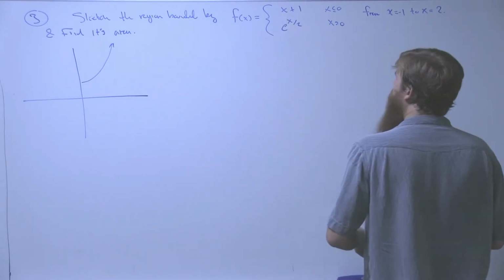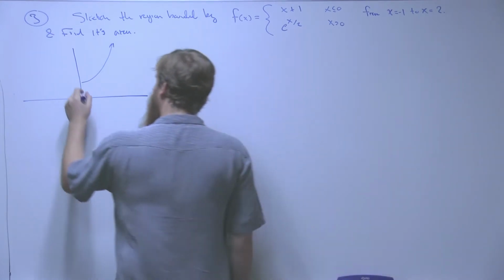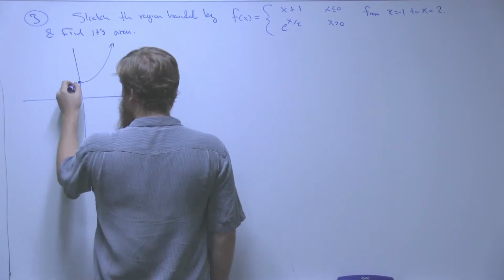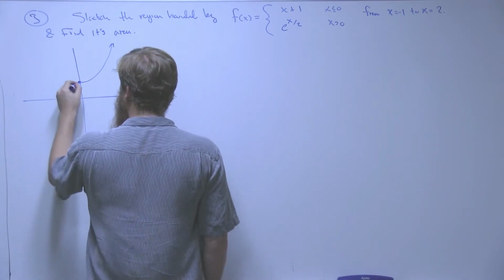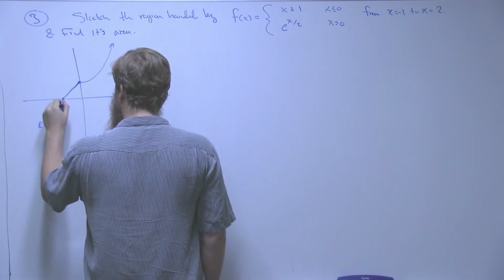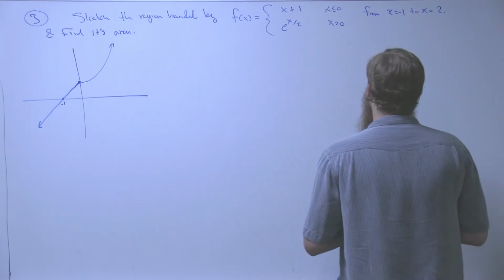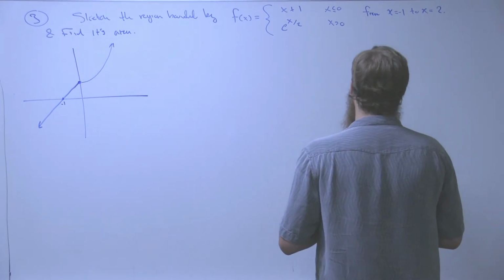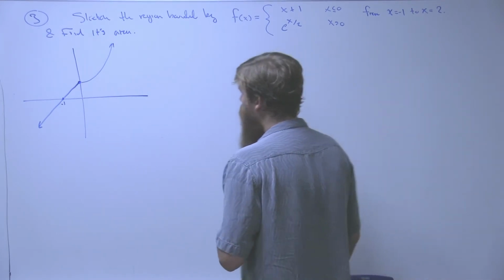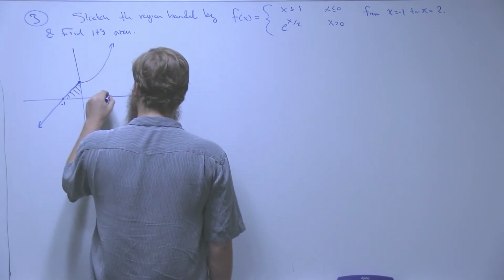x plus 1 is a linear function. It has slope 1 and y-intercept 1. So that guy looks like this, and with slope 1, looks like that. This is 1, negative 1. And so that's what the graph of the function looks like. If I'm interested in the area bounded between negative 1 and 2, then I'm interested in this piece. And say 2.